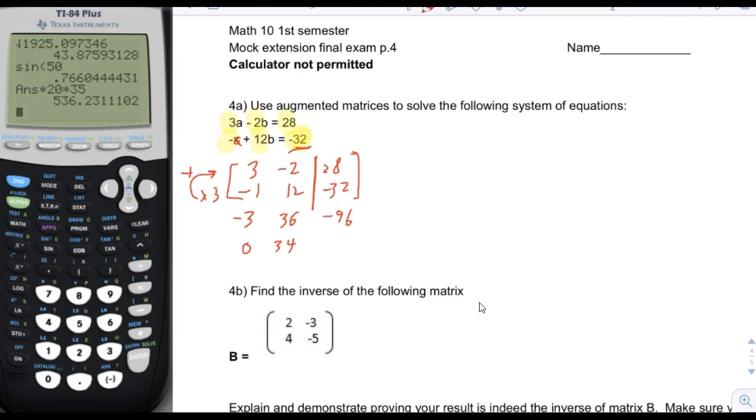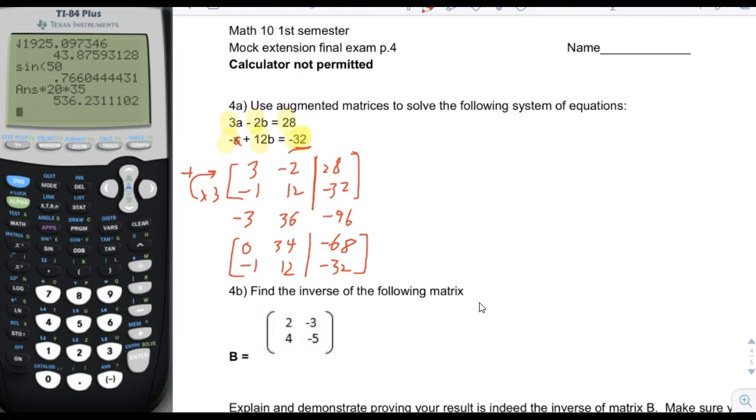Except maybe a couple more, so it'd be like negative 68. Is that right? I think it is. So our new first row would be 0, 34, and negative 68. And then our bottom row would still be negative 1, 12, and negative 32.